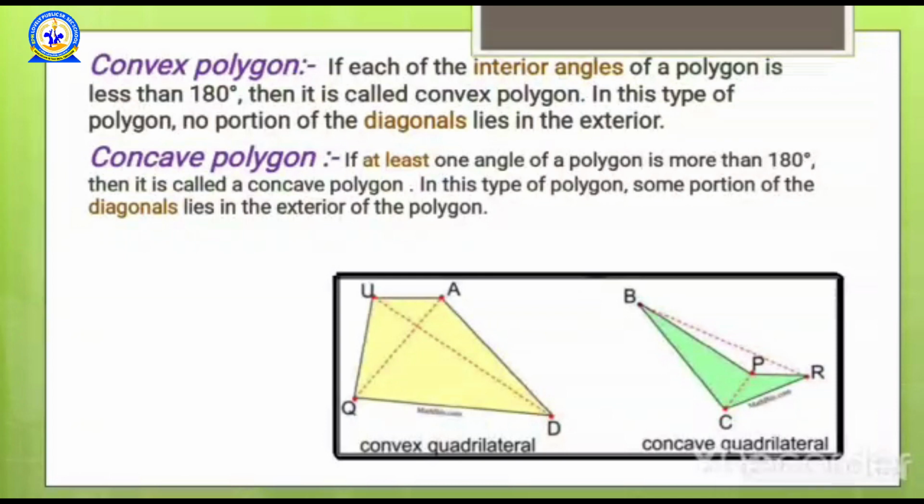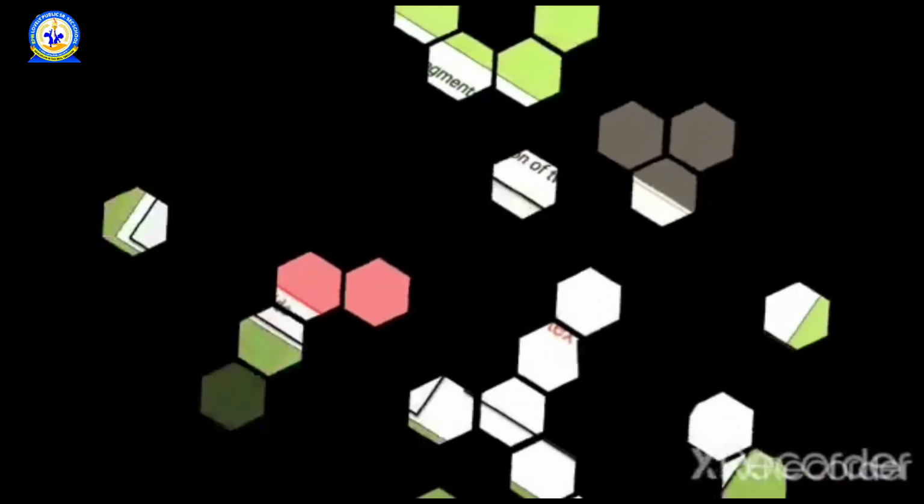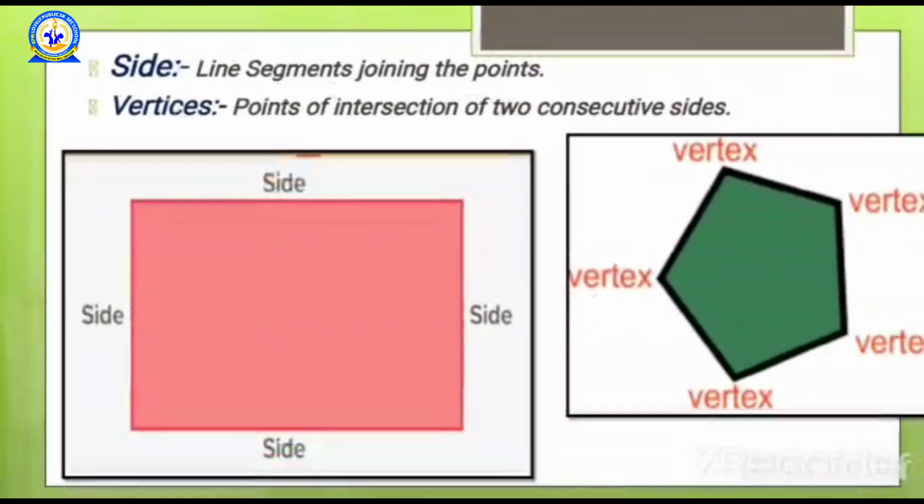The main difference you can find through the diagonals. In a convex quadrilateral, diagonals lie in the interior. In a concave quadrilateral, diagonals lie in both the interior and exterior. The next is the side. What is a side? A line segment joining two points. When we join two points through a line segment, that is called a side.